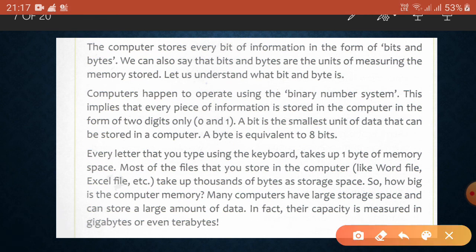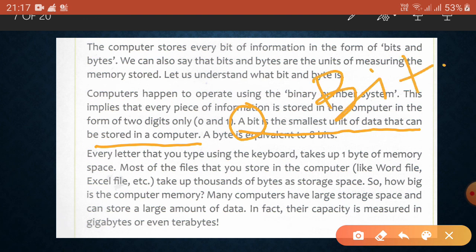Now look, a bit is the smallest unit of data that can be stored in a computer. So what is the smallest unit of data? That is a bit.